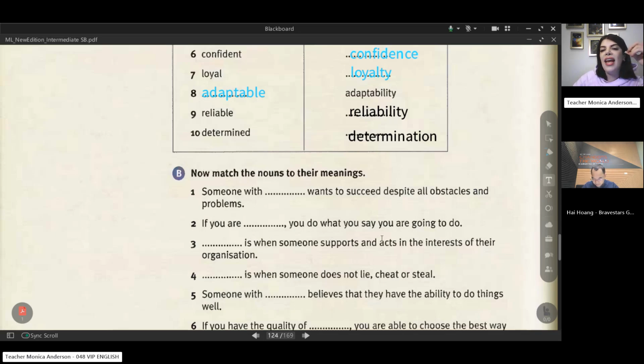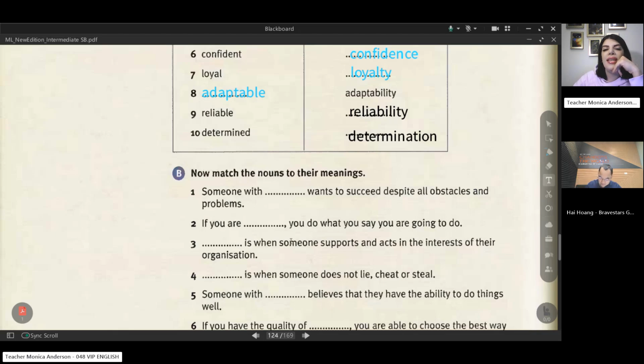And if you do what you say you're going to do, like you are honest, but not honest here. If you do what you say you're going to do. Dedication? No, motivation? Reliable. You're reliable. So you say, I say and I do. Reliable.